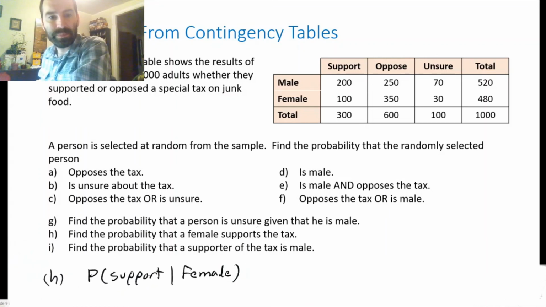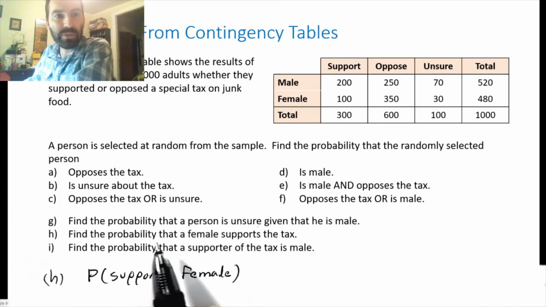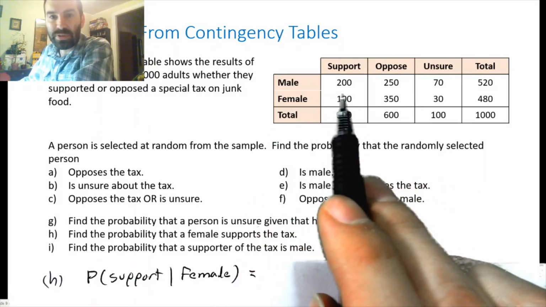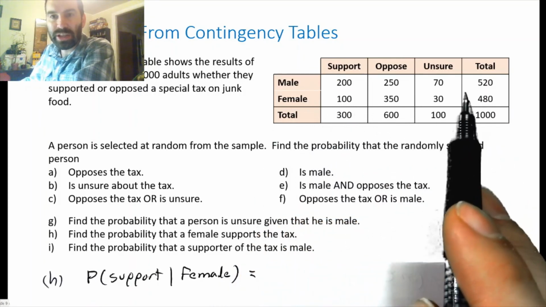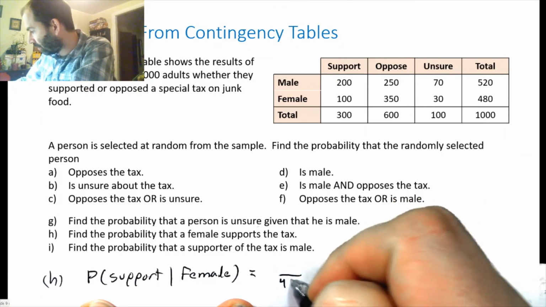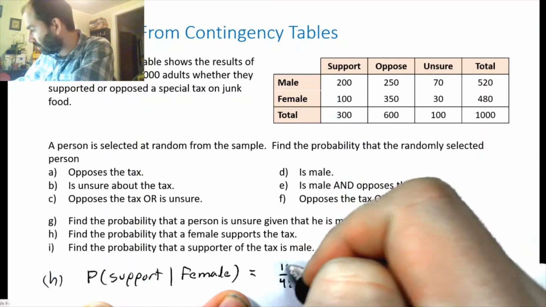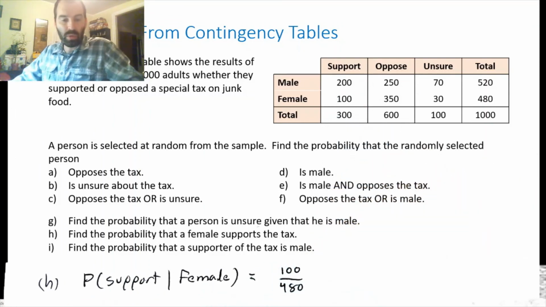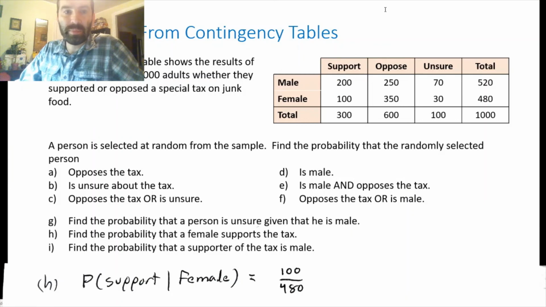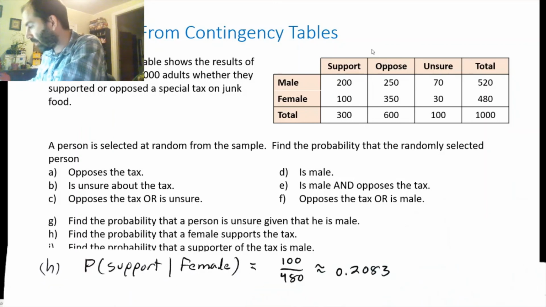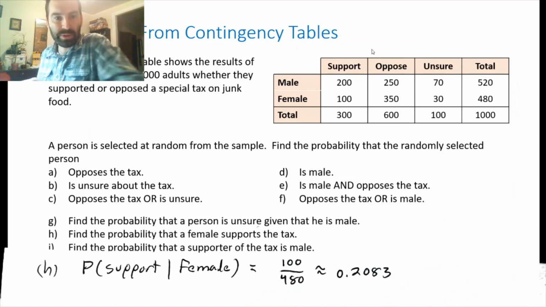Okay. Given isn't written here, but you have to understand that it is there, right? Whatever's being assumed is what's given, all right? So, given that she's female, well, how many females are there? There's 480, right? So out of a total of 480, how many of them support? 100. Okay. What is that as a decimal? Well, that is 0.2083 approximately. I've rounded, so I'm going to write approximately.